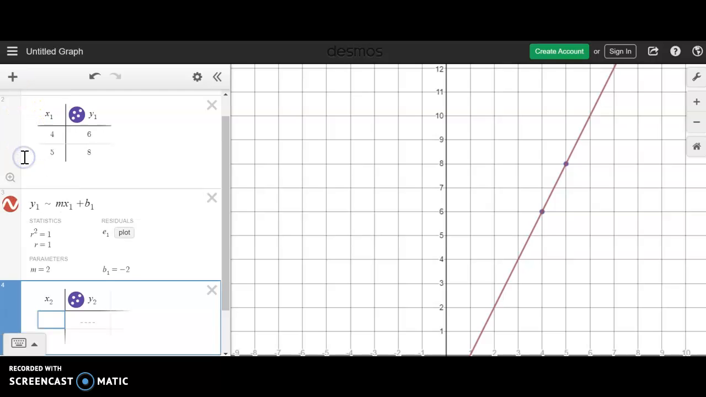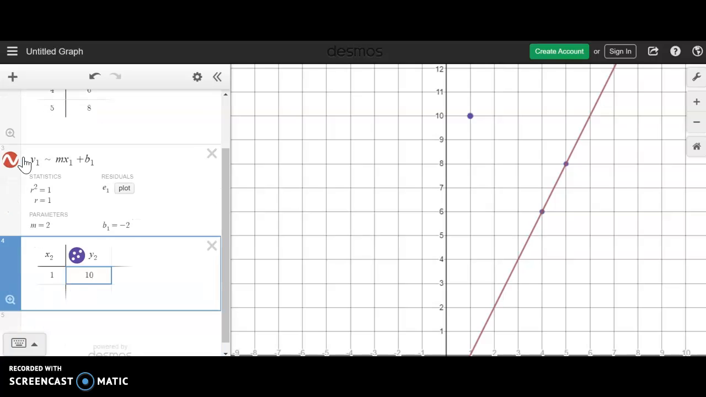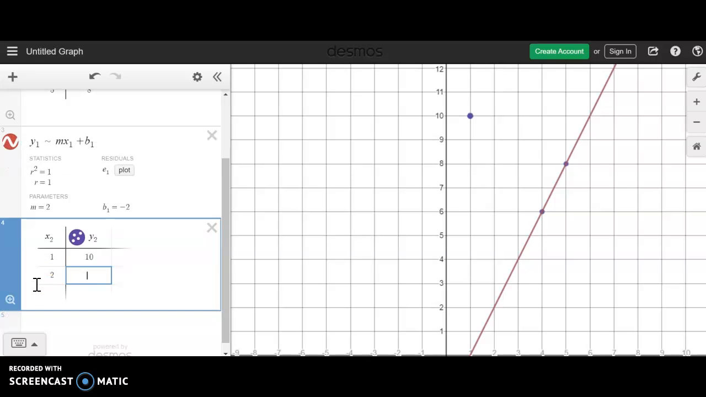Well, let's start creating our table so we can create this other line. So we're going to create another table. Obviously, we know one point is (1, 10). But since we also know the slope is 2, we can actually do that right now. We can go up 2 and over 1, and that will give us the point (2, 12). So I'm going to put (2, 12) into our table.